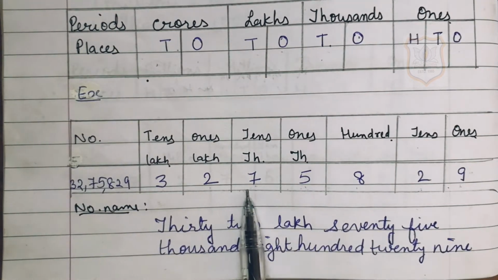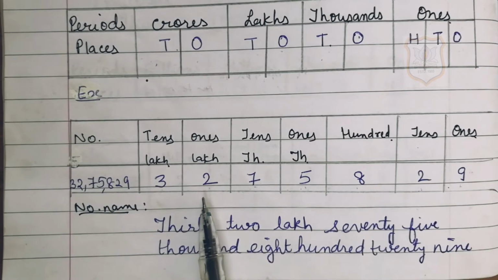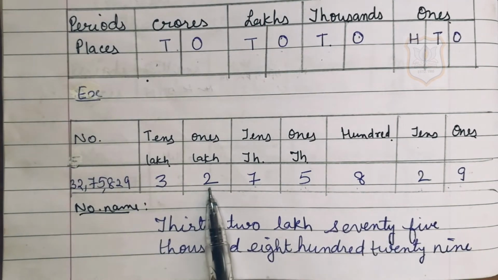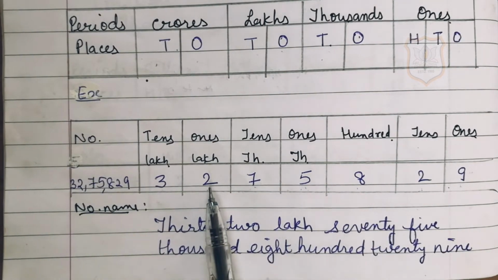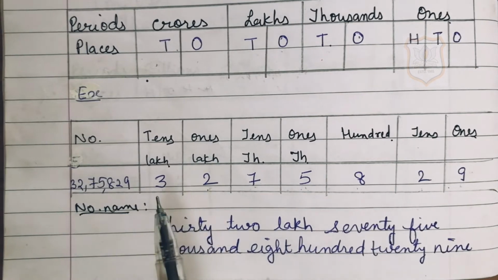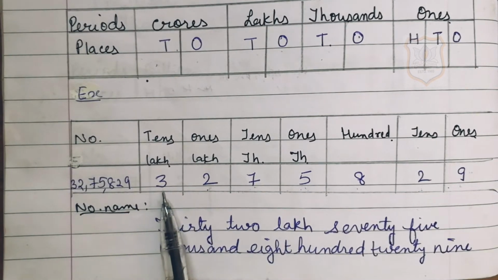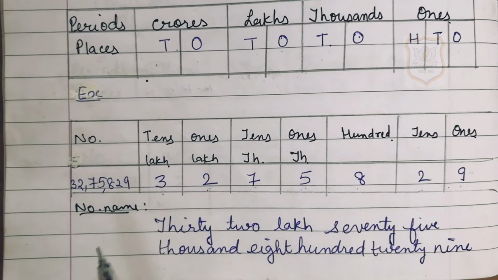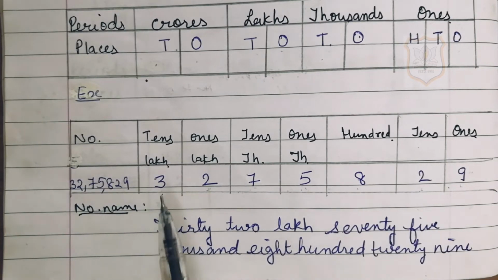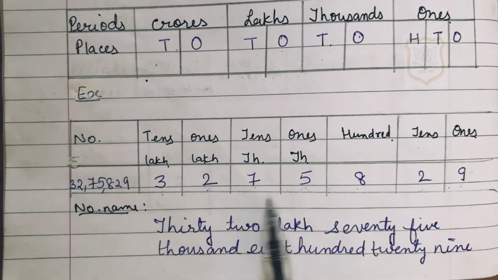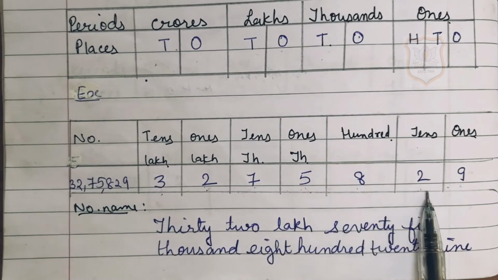So the place value of 7 is 70,000, and we will multiply 2 with lakhs, so the place value of 2 is 2 lakh, and we will multiply 3 with 10 lakhs, so the place value of 3 is 30 lakh. So the number so formed will be 32 lakh 75,829.